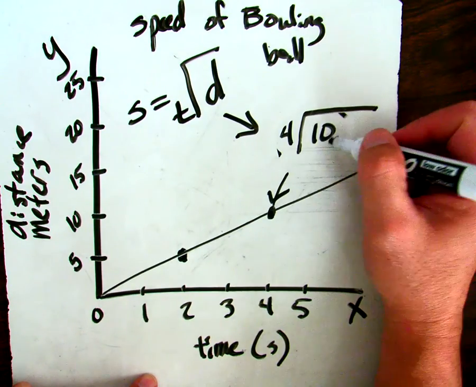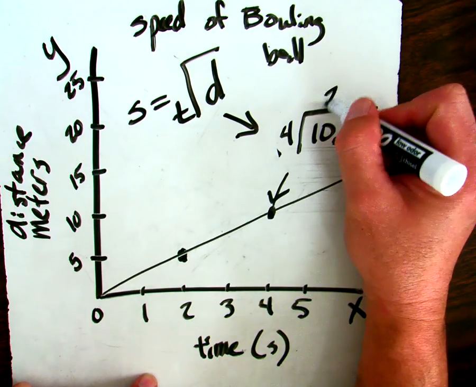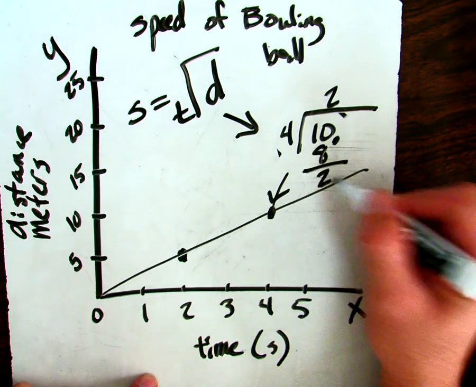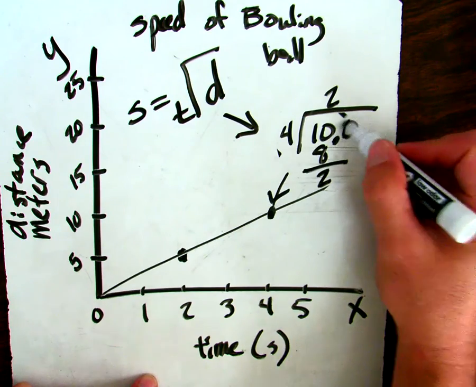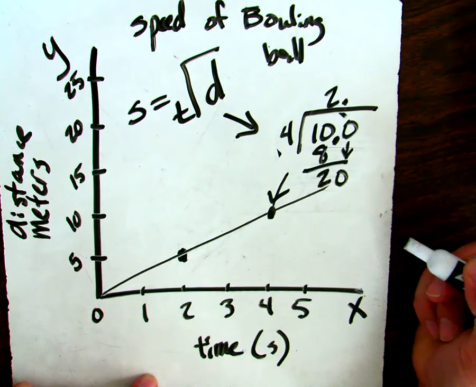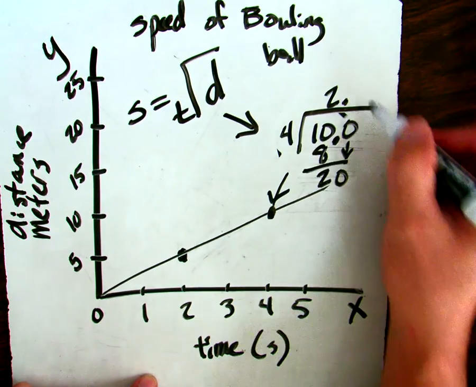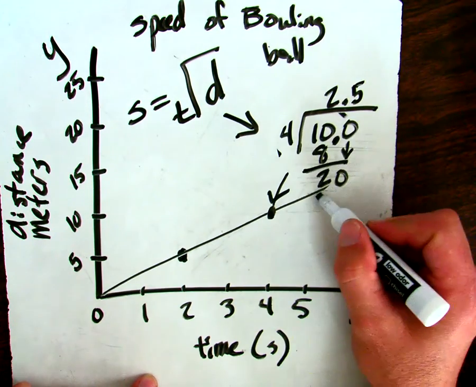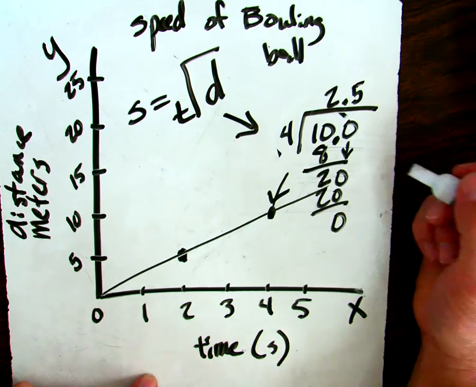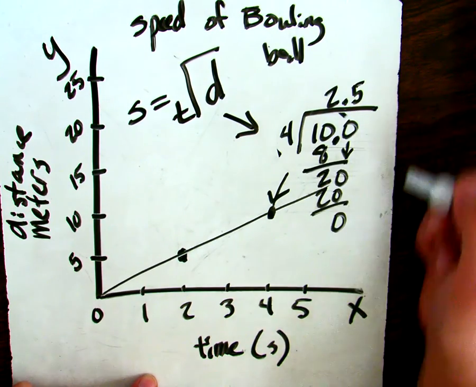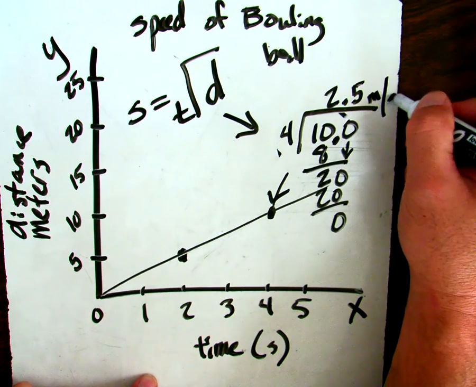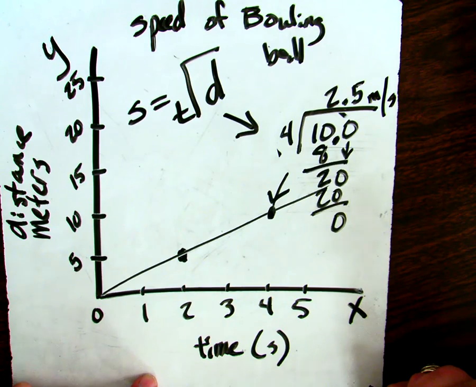So let's see, 10 and 4, that's going to go into that 2 times, which is going to leave us a remainder of 2. We're going to bring down our 0, put in our decimal point. 4 goes into 20 5 times, so 5 times 4 is 20. Now we have a remainder of 0. So we know that our speed is going to be 2.5 meters per second. So that's just some easy calculations there.